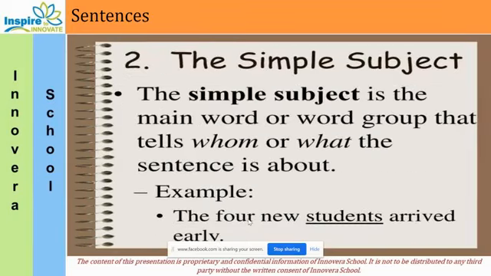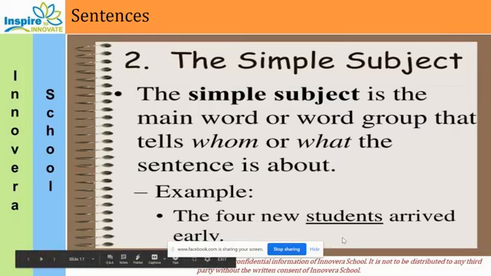Understood? Then what is a simple subject? The simple subject is the main word that tells whom or what in the sentence. This is called a simple subject. You can see over here, 4 new students arrived early. Here students is the main subject. This is the main word of the sentence. Fine.